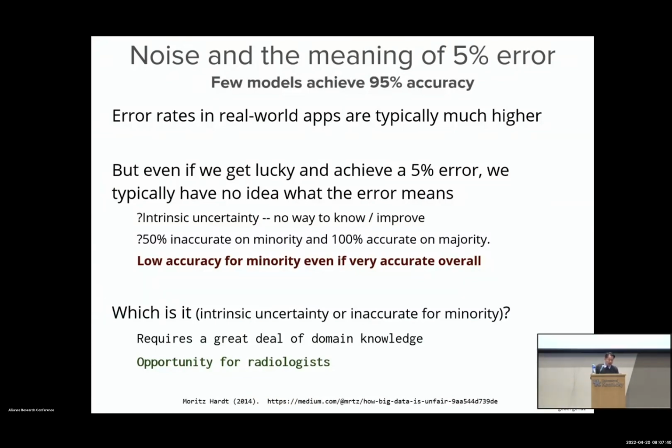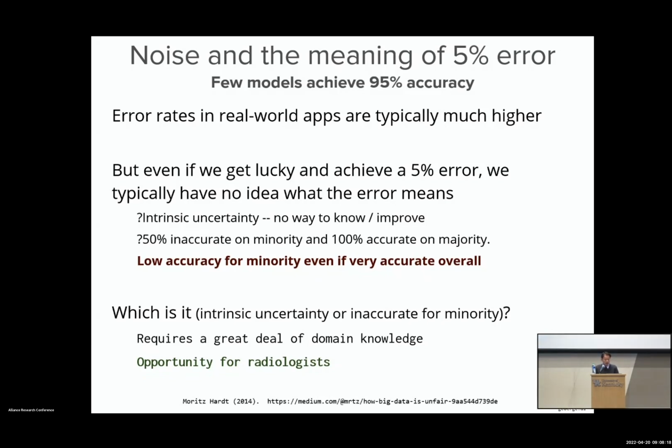And let's say you trained an algorithm, and the model achieves 95% accuracy, right? I want to talk about what that potentially means. So noise and the meaning of the 5% error. Few models actually are 95% accurate. And if you're training a clinical AI model that's 95% accurate, the first thing you would probably do is celebrate, and be really excited about this. But so this is very unusual.